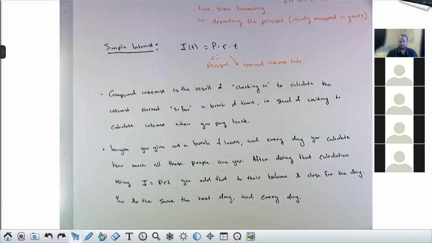Now, I said to imagine you're a Renaissance era banker, right? 15th century or something. One, these people don't have calculators. So this takes some time. So they would have been compounding monthly, weekly, something like that.